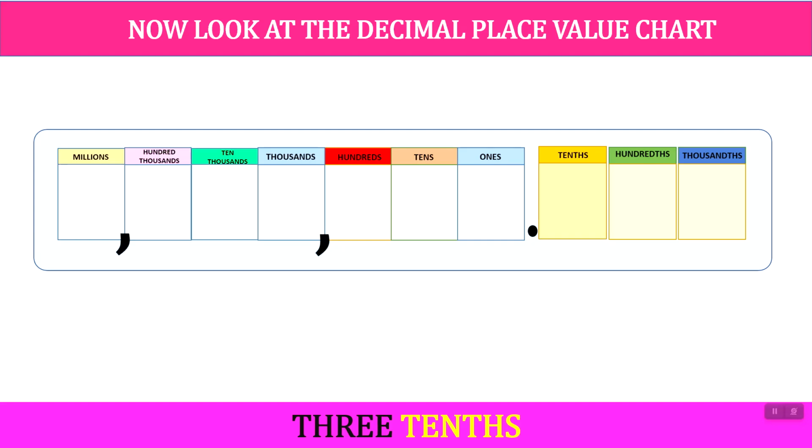Now let's look at 3/10ths. Tenths, if you remember, is 1 digit after the decimal point. And so we simply write 3 in the tenths column, 0 in the ones column. We can write this as 3 over 10 as a fraction.